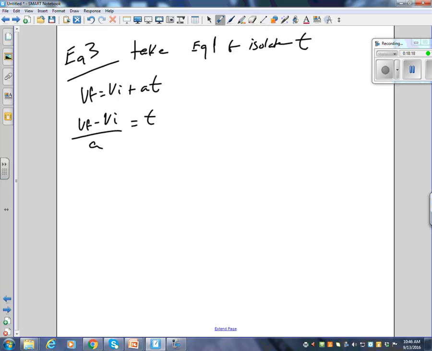Okay, now we're going to take this and plug it into equation number 2. Why would you do that? We're trying to create a formula that doesn't have time in it. That's the idea here, is to create a formula that doesn't have time.